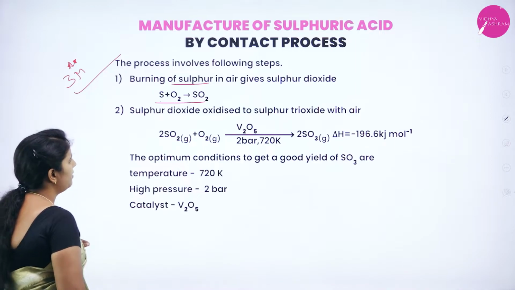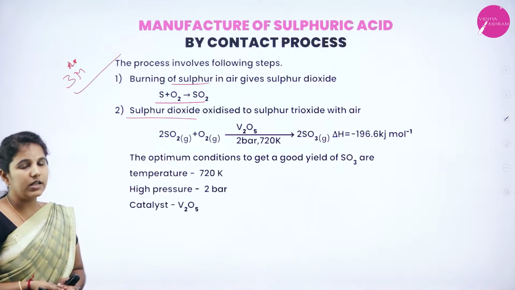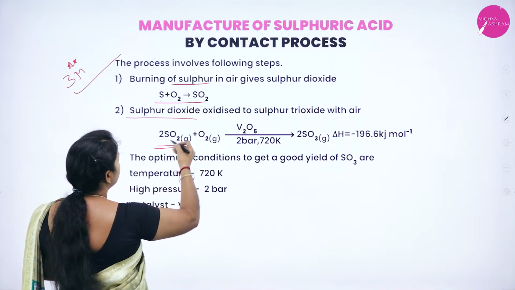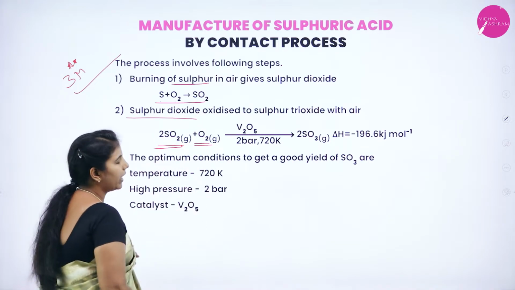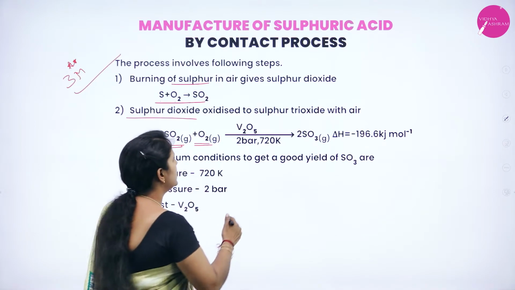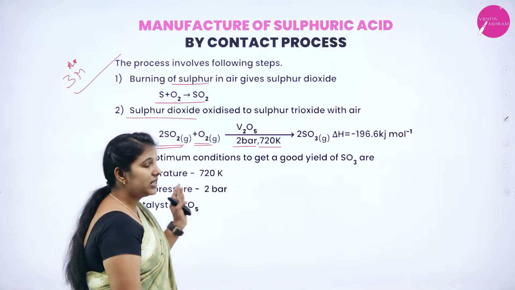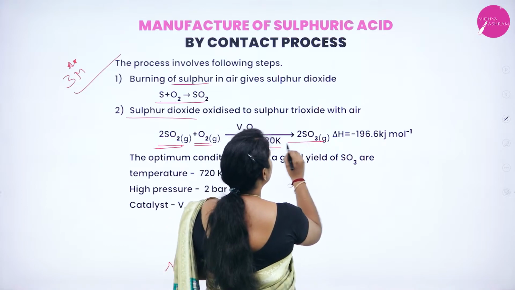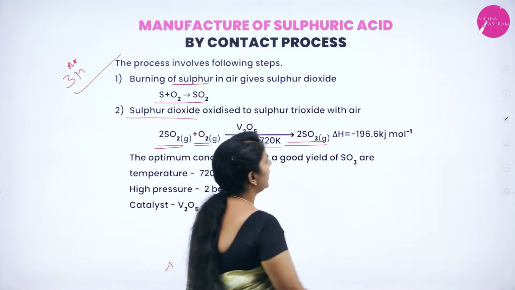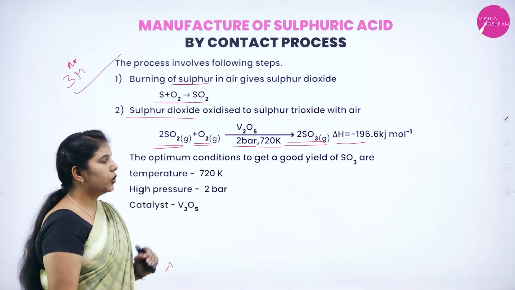In the second step, the sulfur dioxide will be further oxidized to give sulfur trioxide in the presence of air. Here, the sulfur dioxide is allowed to react with oxygen in the presence of vanadium pentoxide as a catalyst at 2 bar pressure and 720 Kelvin temperature, and you will get the sulfur trioxide. During this process, the delta H value is minus 196.6 kilojoules per mole.